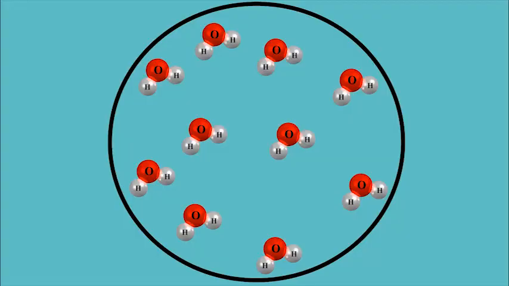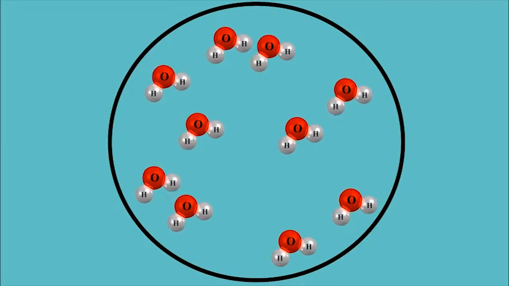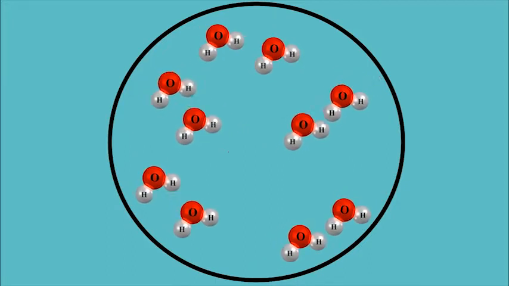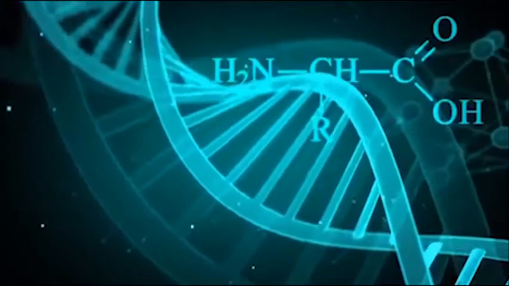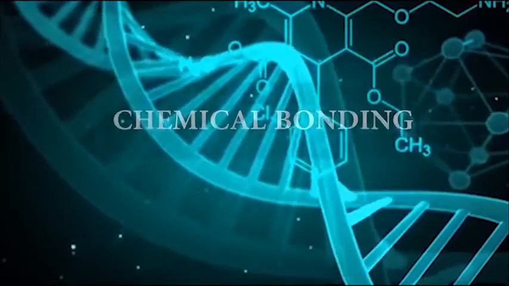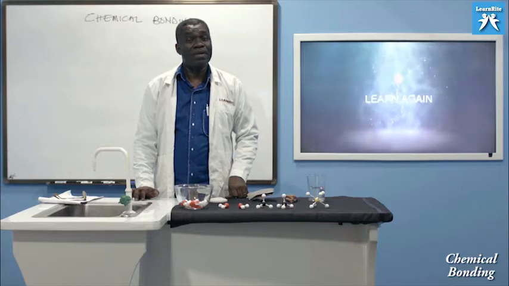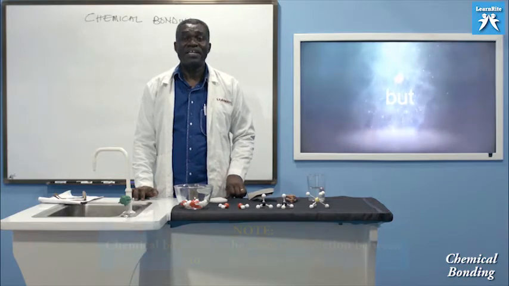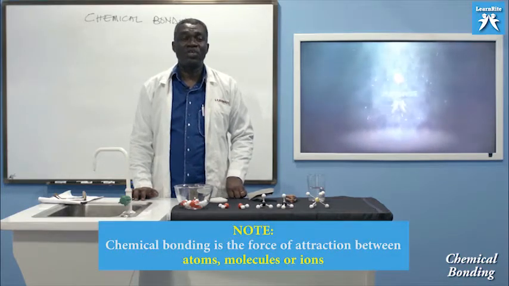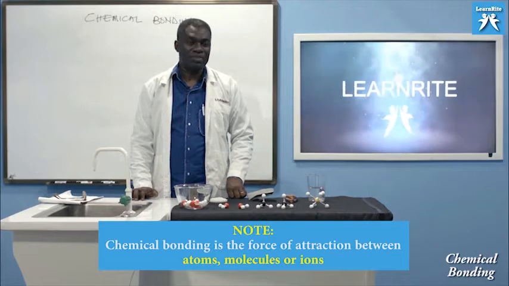around us. The attraction or force of attraction that occur between these individual atoms, molecules, and ions is what we call chemical bonding. In short, chemical bonding may be defined as any force of attraction between atoms, molecules, or ions.